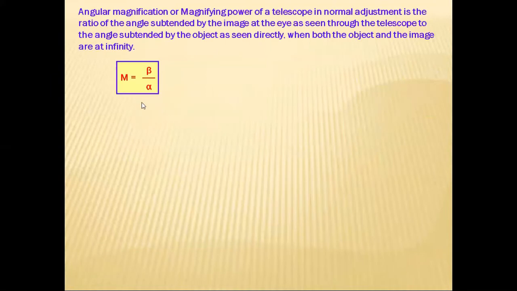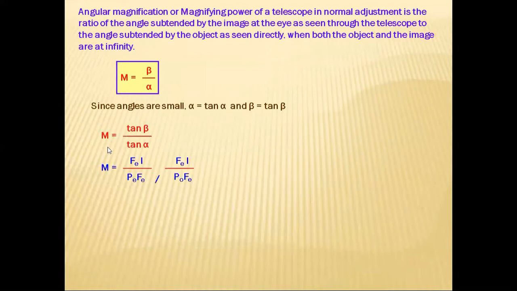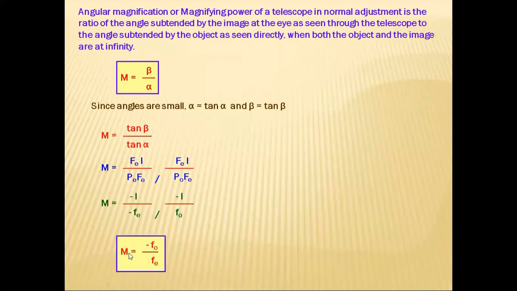So again, the magnification M is equal to beta by alpha, and this is very small. It is the same as the compound microscope, but the opposite equation of the compound microscope. We can write M is equal to minus L minus FE into L by F0, and we can write M is equal to minus F0 by FE, that is objective focal length by eyepiece focal length.